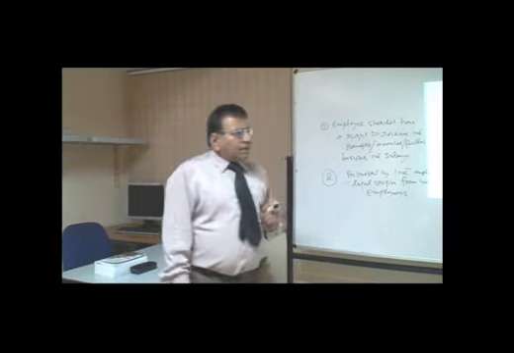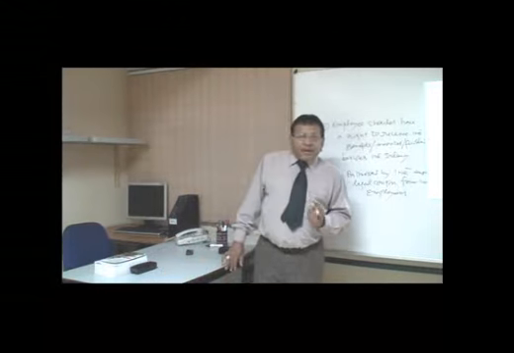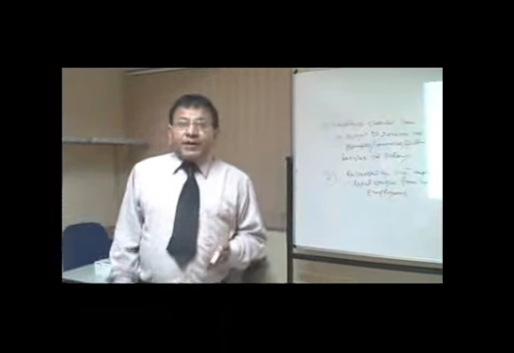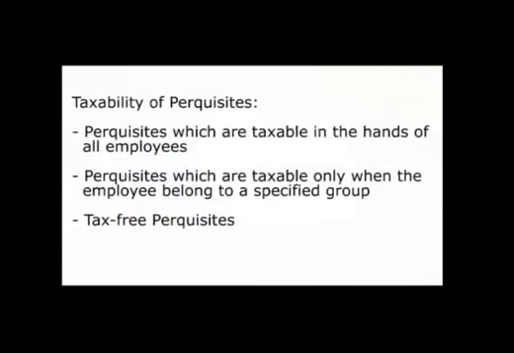Now we'll see the tax impact or the taxability of these perquisites. What are the tax implications? What is the tax treatment of these perquisites? For income tax purposes, perquisites may be divided into three categories. Number one category is the perquisites or amenities which are taxable in the hands of all the employees. It means these are the perquisites which are extended by the employer to the employee, but they are taxable in respect of all the employees.